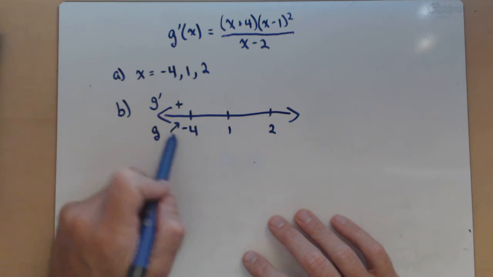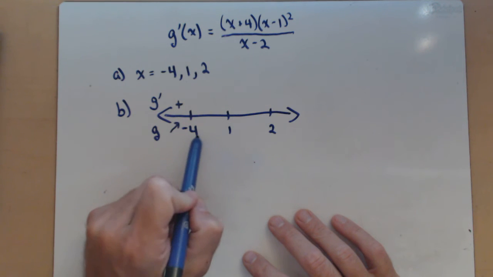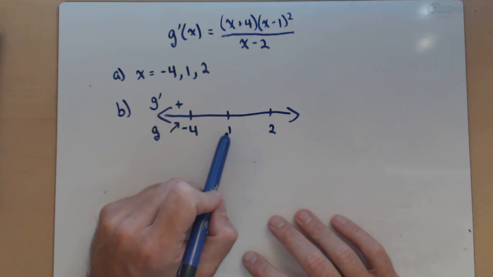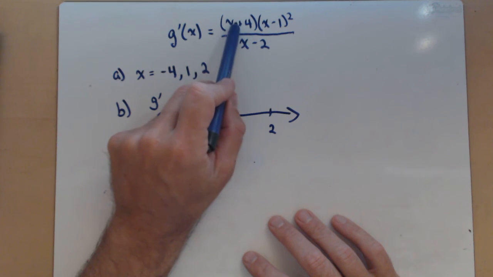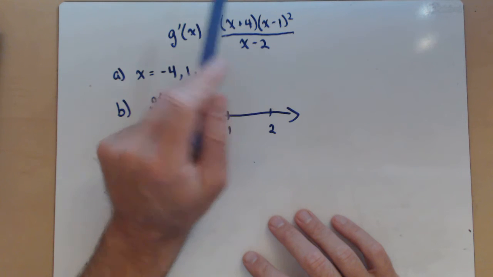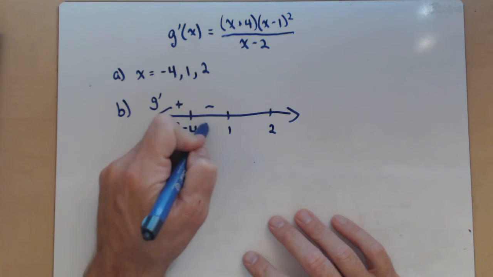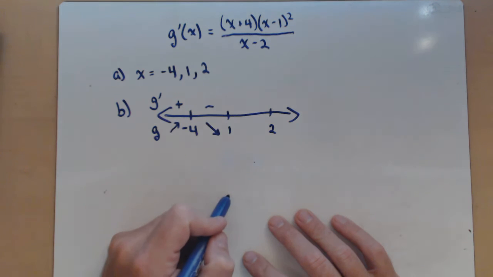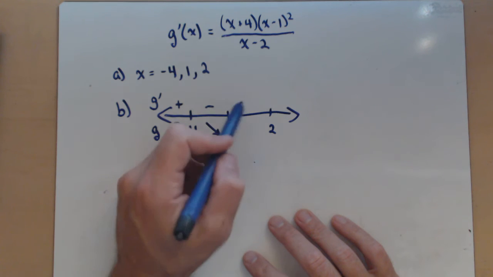So I like to write what g is doing underneath. In between -4 and 1, a very easy test point is 0. 0 because of the square, positive. And 0 down here, negative. So that's negative. That means the original function would be decreasing.